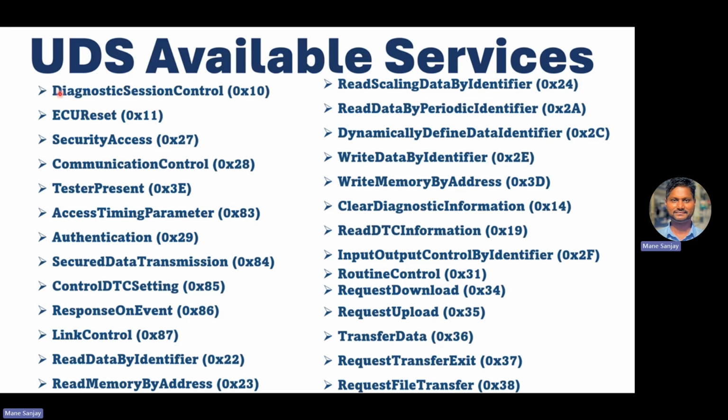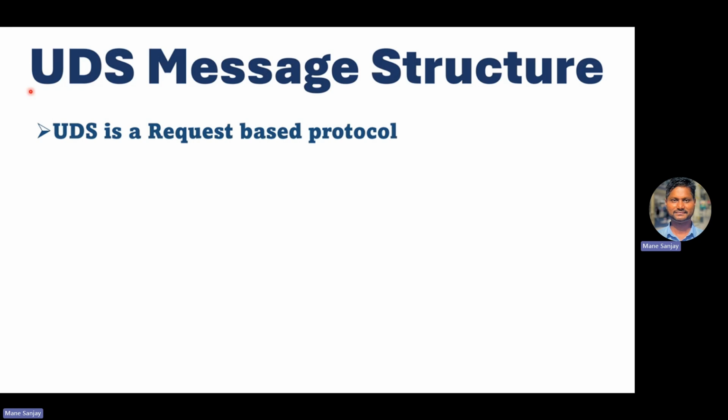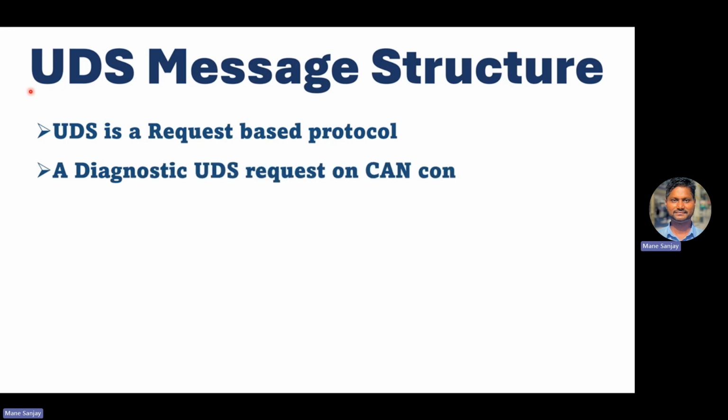But before jumping into detail, let's understand how the UDS message structure looks and how it works. If you understand that message structure, you will easily understand the protocol. As I said, UDS is a request-based protocol. The request is coming from the tester and the ECU responds. So a diagnostic UDS request on CAN contains various fields, and we are talking about UDS over CAN. Let's see what the different fields are.